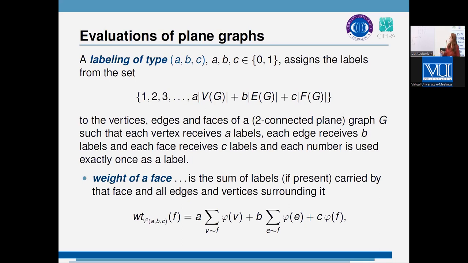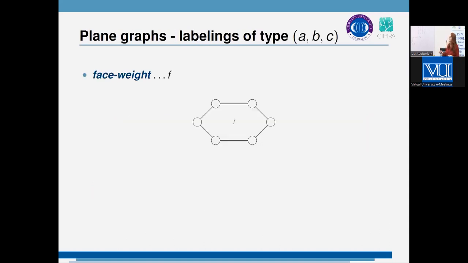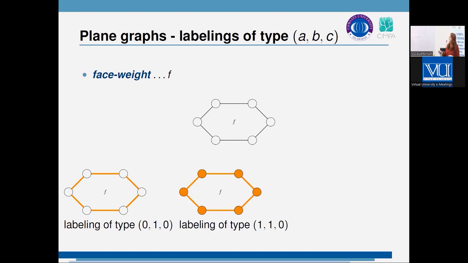It is the sum of the labels that are on the elements on the boundary of the face. Here we have an example, just very quickly. When we have labeling of type 1, 1, 0, it means we label vertices and edges, we do not label faces, so the weight of a face is the sum of the labeled vertices and edges on the boundary of this face. And here is another example, where we label everything, so we sum everything to get the weight of the face.